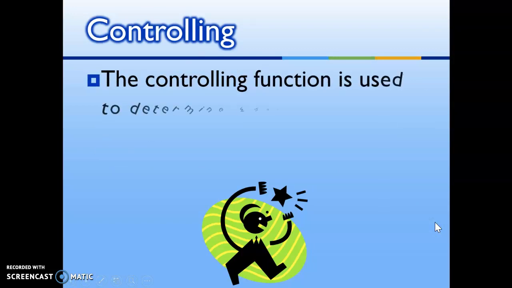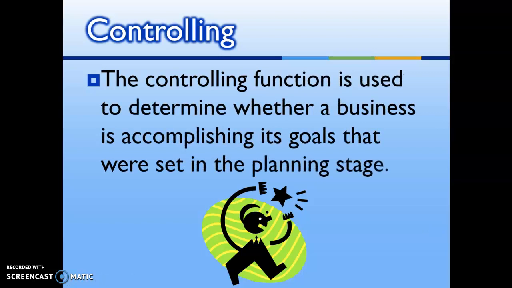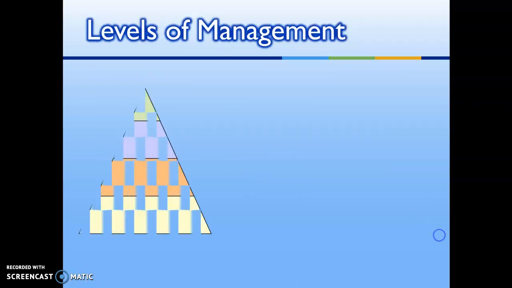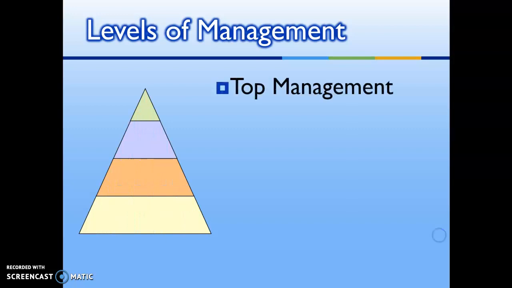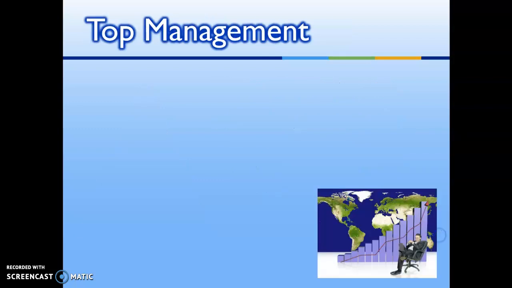The controlling function is used to determine whether a business is actually accomplishing the goals that are set forth. If things are not going the way that the business has set them to be, then they definitely have to go back in and check it out and reevaluate. So there are certain levels of management. You have top management, mid or middle management, and supervisors, first line.